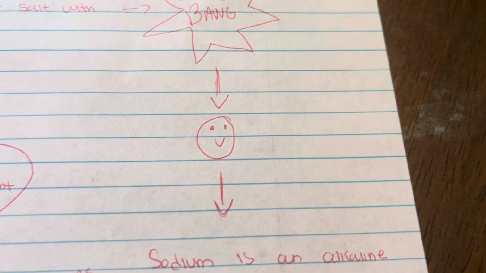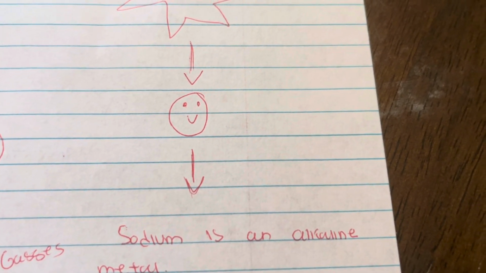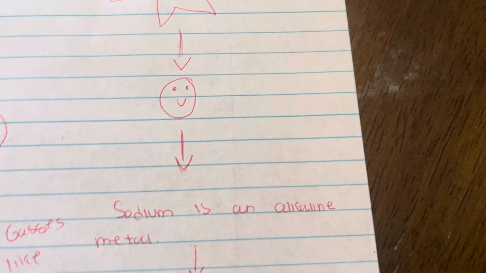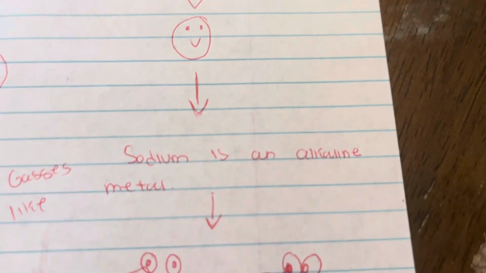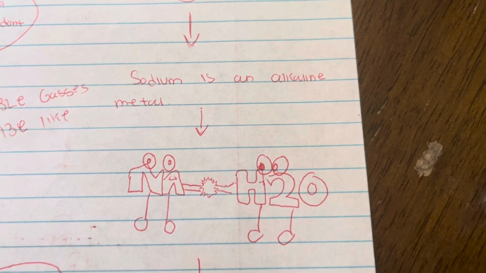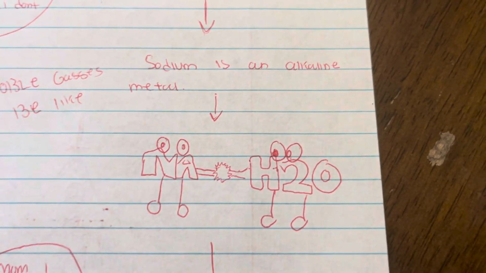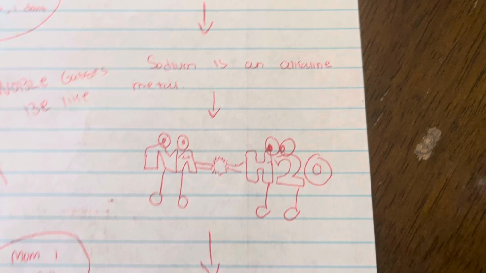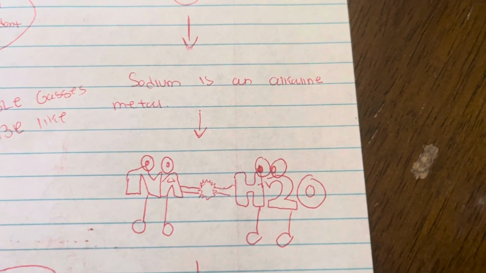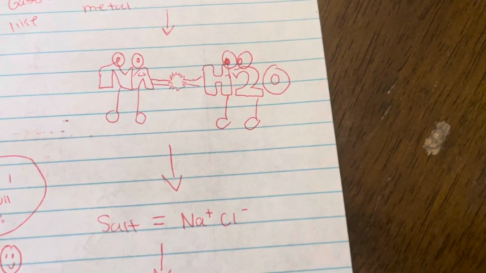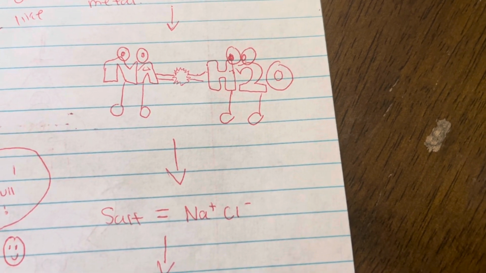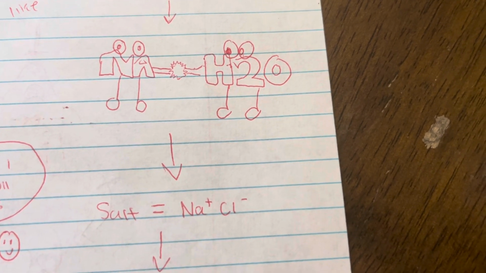Well, as you can see, because the camera has panned down here multiple times, sodium is an alkaline metal. And as we know, the alkaline metals do not react nicely with H2O. They don't really like each other. And so because of that, alkaline metals kind of light up or ignite whenever they touch water. It's not a friendly interaction. So anyways, salt is sodium and chlorine mixed together in an ionic bond.